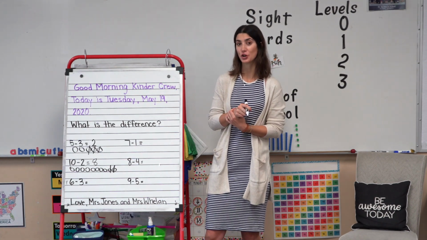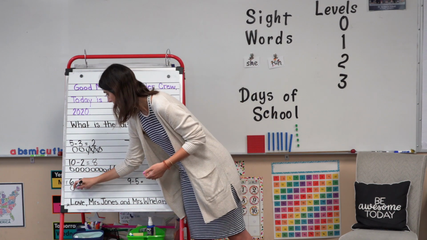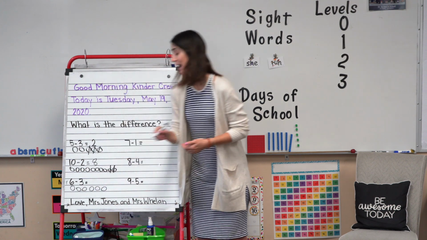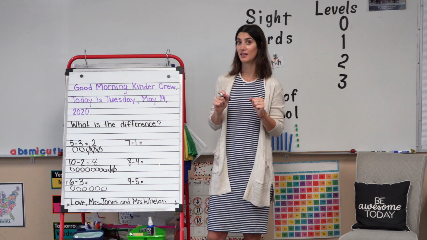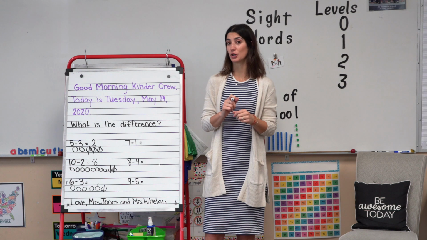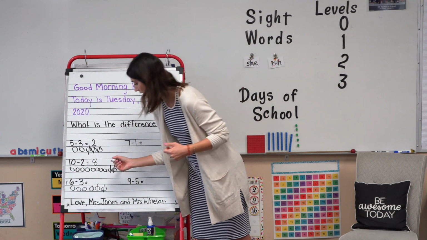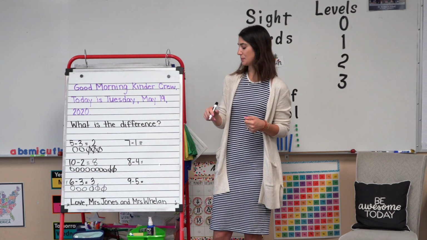Our next problem, 6 minus 3. How many are we starting with? 6. And how many are we taking away? 6 minus 3. 1, 2, 3. How many are left? 1, 2, 3. So 6 minus 3 equals 3. That is the difference.